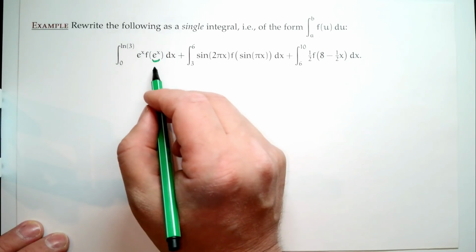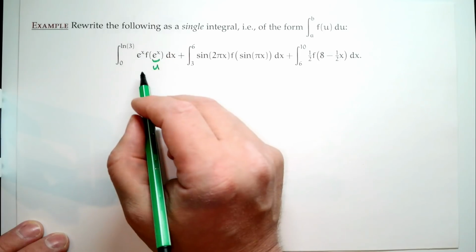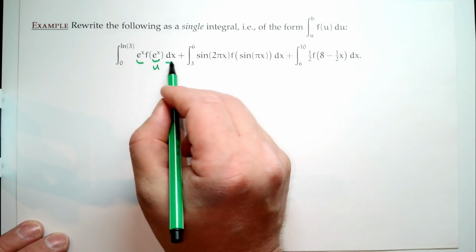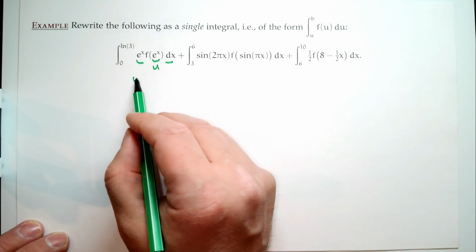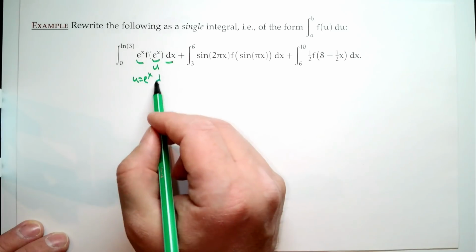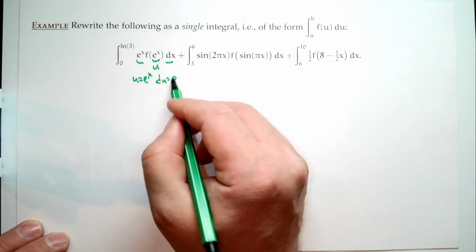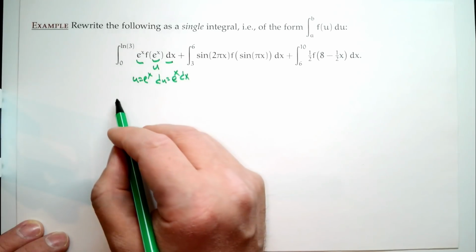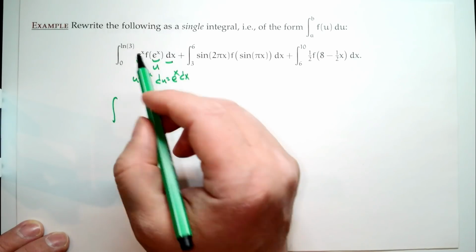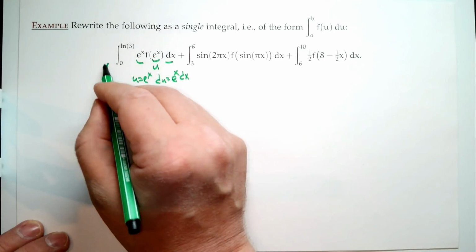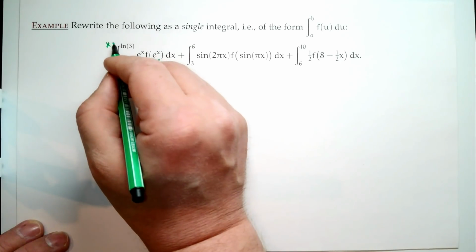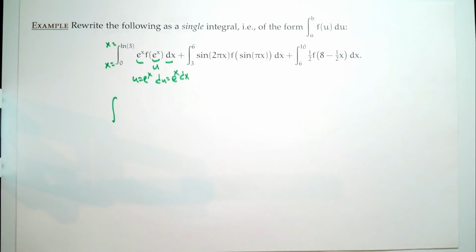So e to the x, that would be u. Then du would be e to the x dx. So that's good. If we make the substitution here, u equals e to the x, then we get du is e to the x dx. This would become an integral, and we've got to update the bounds, so always remember to update the bounds, because these are x bounds. x equals 0 to x equals log 3. We want u bounds.